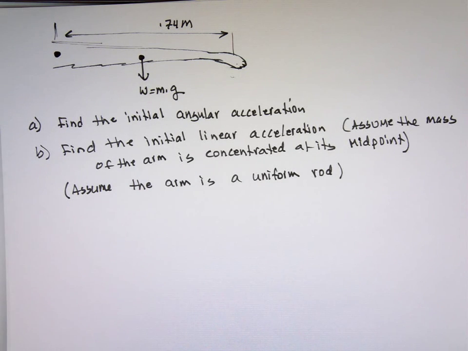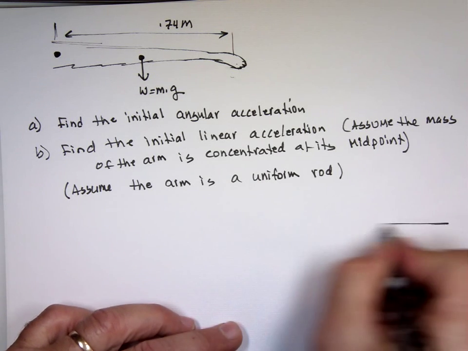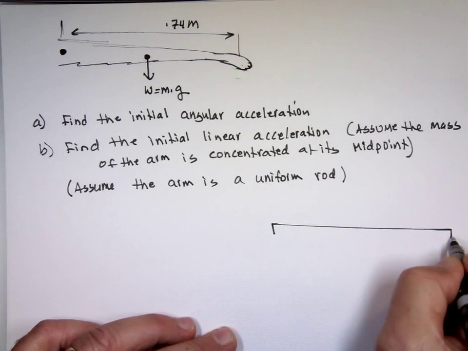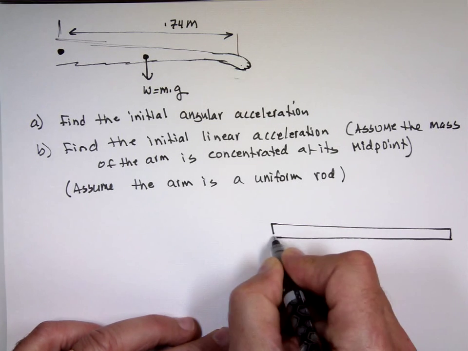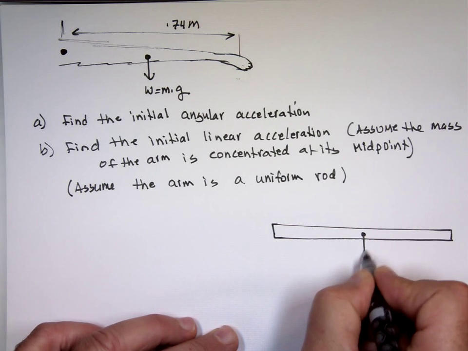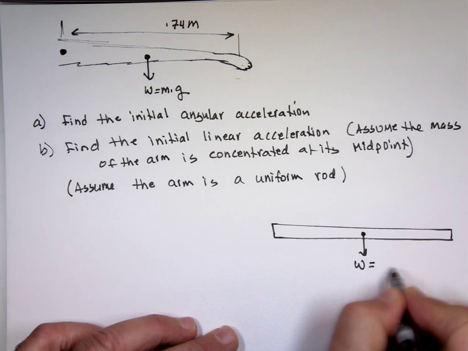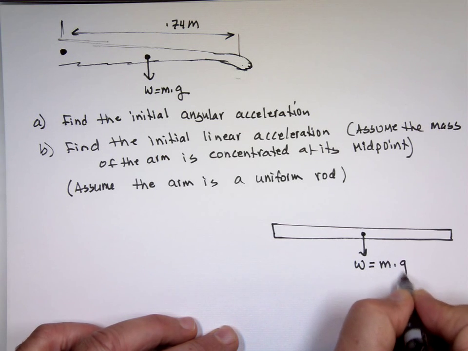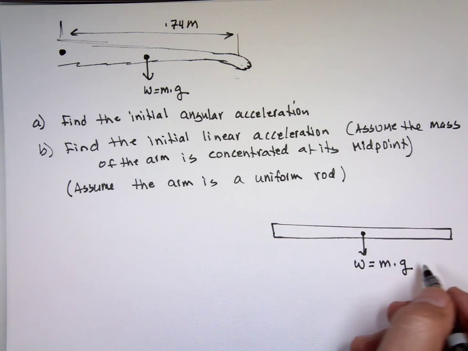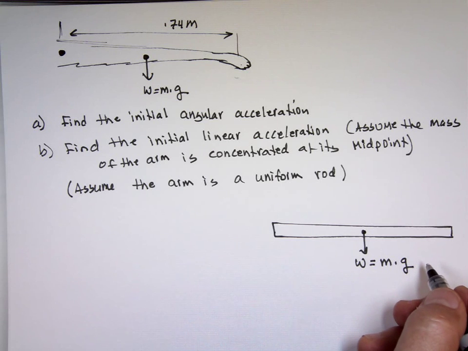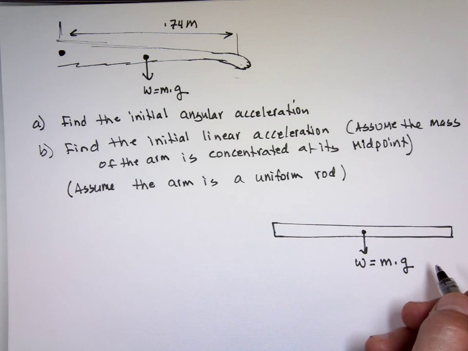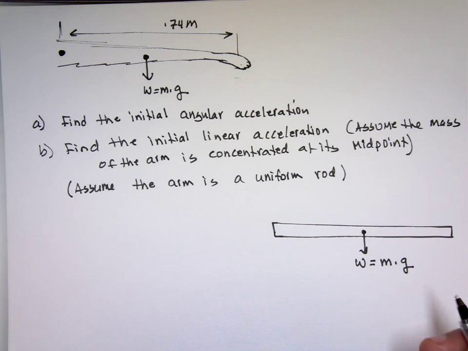So this is what we're doing basically. We're treating the arm as a rod, like this, uniform, has the same mass, the center of it right here. So the weight of that is mass times gravity. Do we know what the mass is? No. Mass is unknown. So we'll leave it.